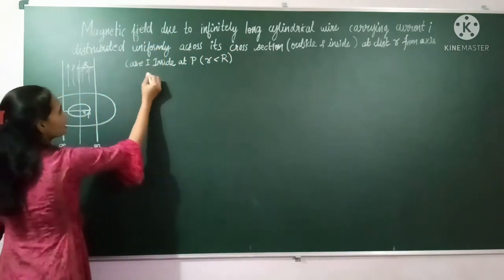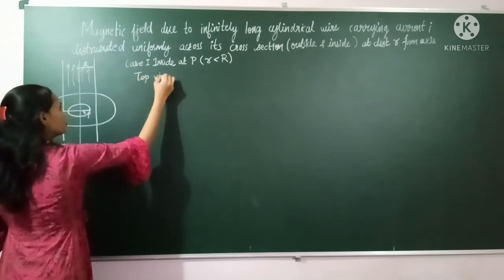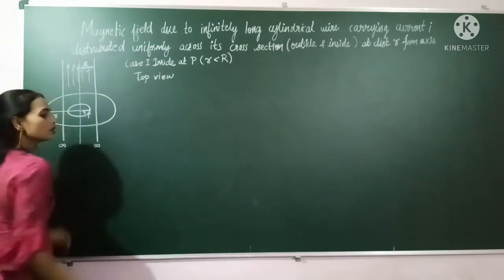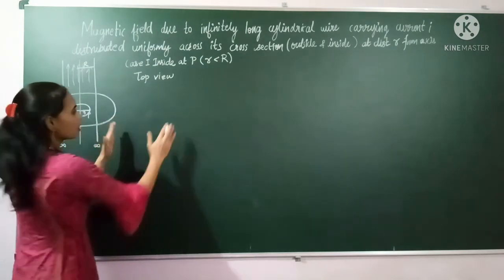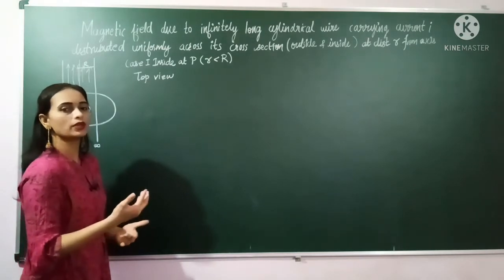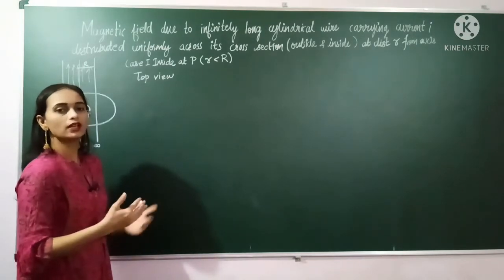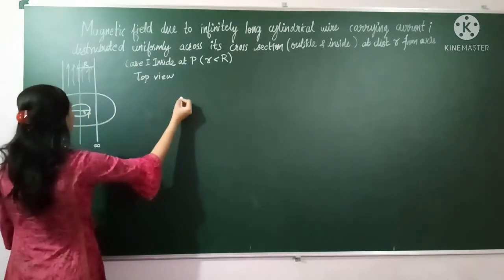Next, after that we will take the top view. So this is the side view. Now we will draw the top view. If I draw the top view, then you can easily understand how the current will be flowing, what the direction of the magnetic field will be, and how to apply Ampere's circuital law. So for that, we will take the top view.